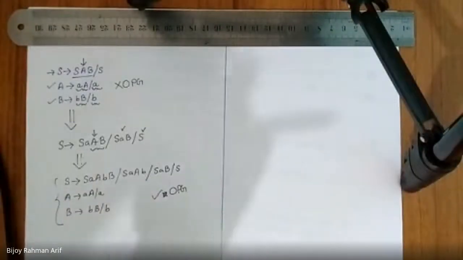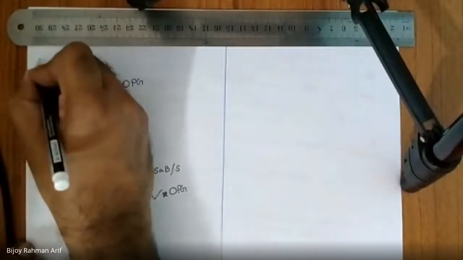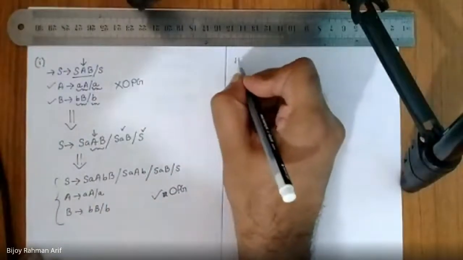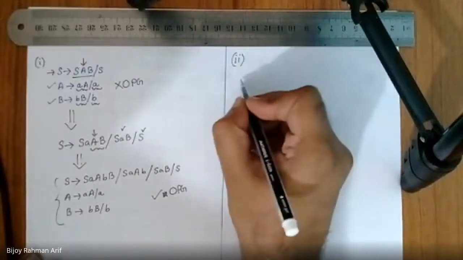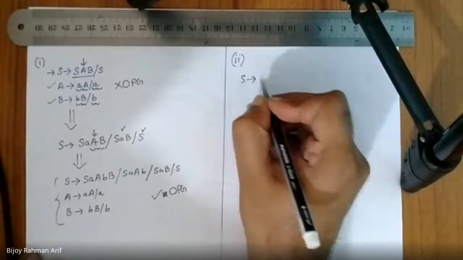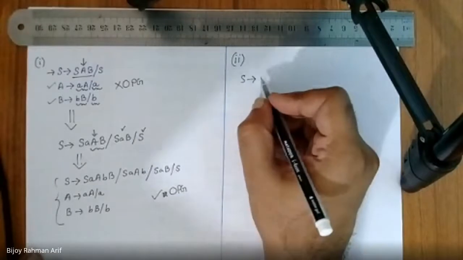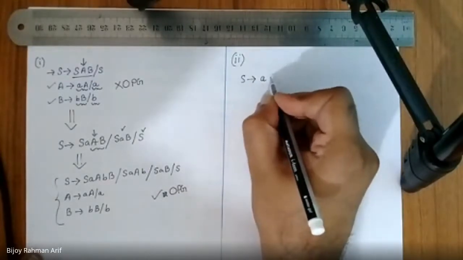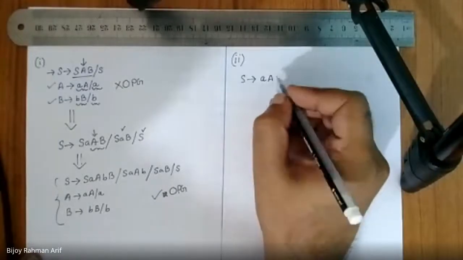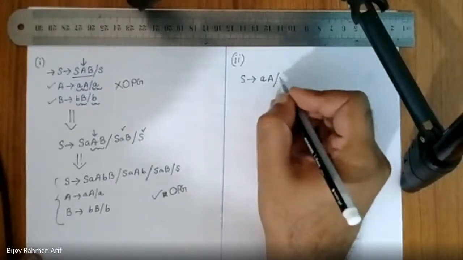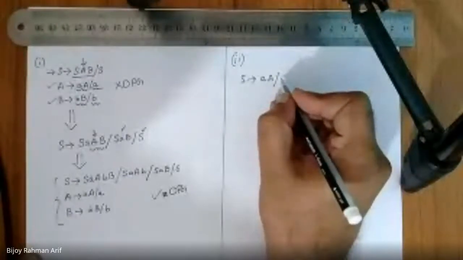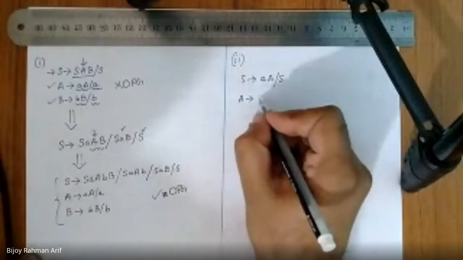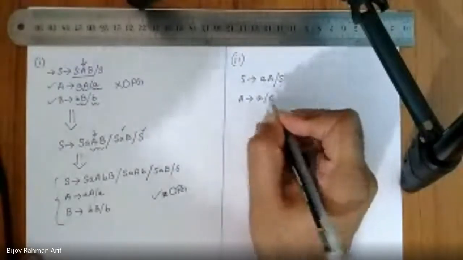So that is the one catch. That is one possibility. Now, how about epsilon? If there is epsilon there, is it possible? So let's take this example. S derives, let's say, A or S. A derives A or epsilon. Is it OPG?